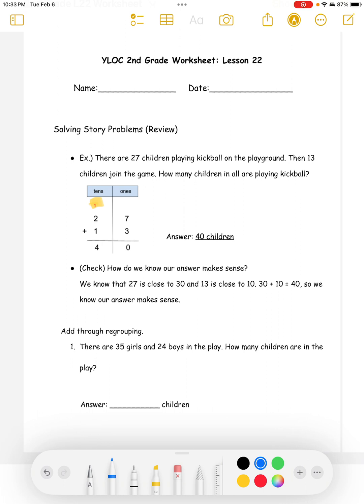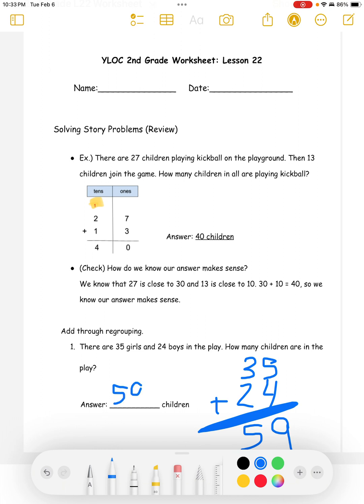Number 1, it says there are 35 girls and 25 boys in the play. How many children are in the play? So they're asking for all. So we would add, so 35 plus 24, line them up. So 5 plus 4 equals 9, and 3 plus 2 equals 5. So our answer is 59 children.